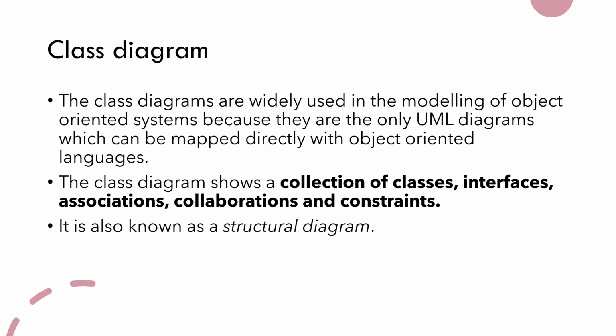The class diagram is widely used in the modeling of object-oriented systems, because it is the only UML diagram which can be mapped directly with object-oriented languages. The class diagram shows us a collection of classes, interfaces, associations, collaboration, and also the constraints. This is what the class diagram should show us. Another name for the class diagram is a structural diagram.